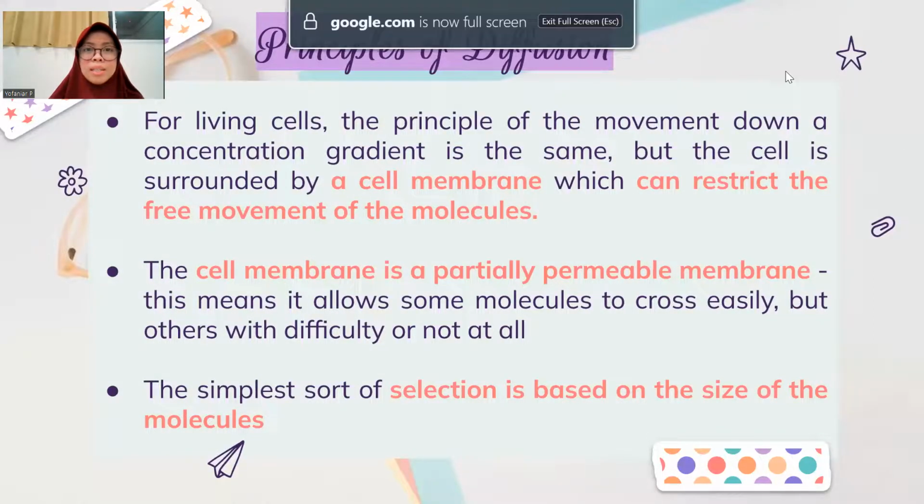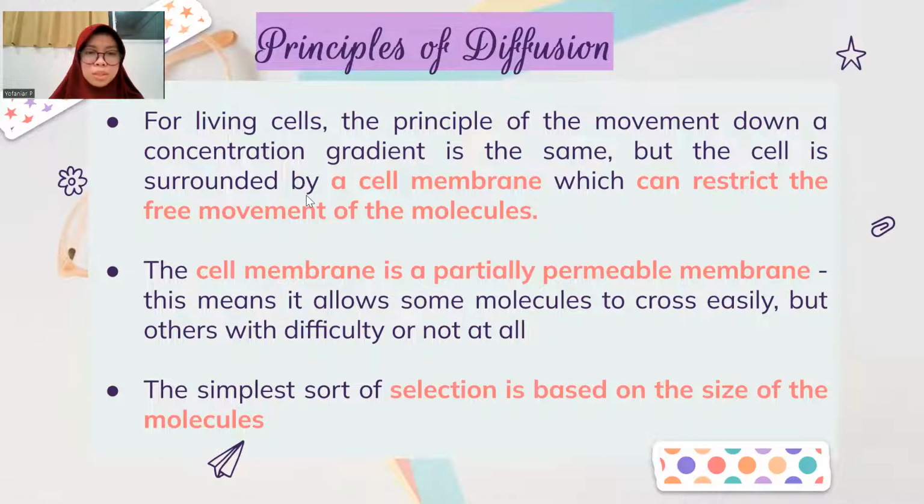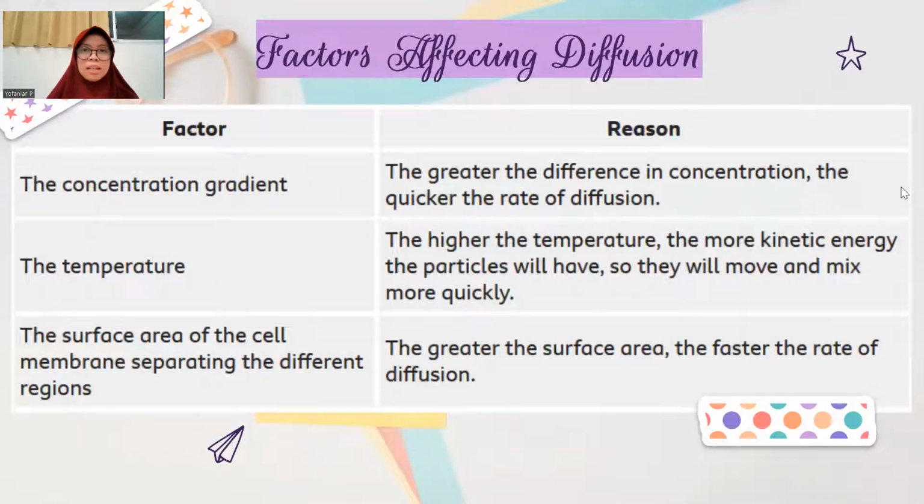Okay, this is the basic concept or the principle of diffusion that we have discussed. Ini semuanya sudah tadi. Okay, now the factors that affect the diffusion. What are the factors that affect the diffusion? Here there are 3 factors. The first one is concentration gradient. Just remember, what is concentration gradient? The difference between concentration in 2 regions, right? The greater the difference in concentration, the quicker the rate of diffusion.